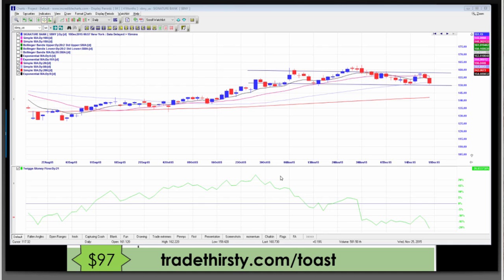Well, what do you think, guys and girls? That would scare the hell out of me. I'd be taking profit. It's gone right into its moving average. The money flow has taken a dive. I'd be out.